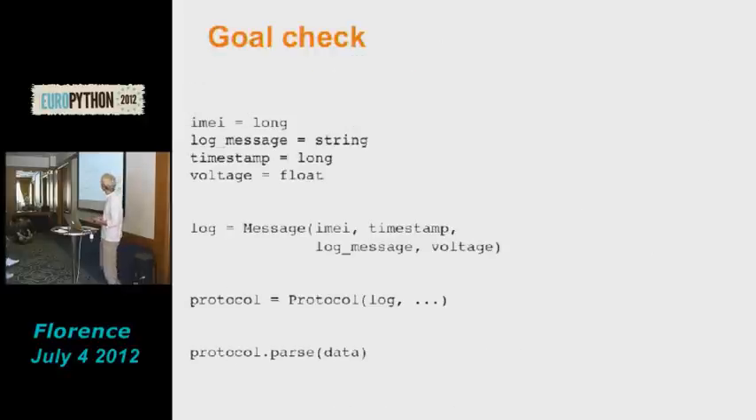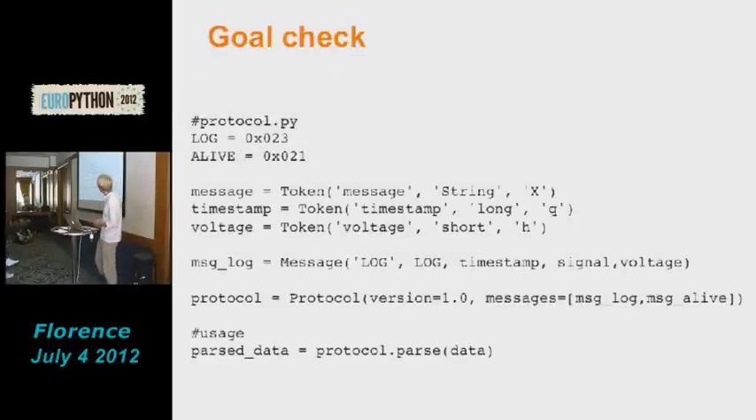But if we do a goal check, this was what I wanted, and this was what I had. Looking at it now, I don't really think it was that bad, but I felt it was really, really bad at the time. And the thing that still itches me with an implementation like this is that we have a lot of duplication. We have message is token message, timestamp token timestamp.